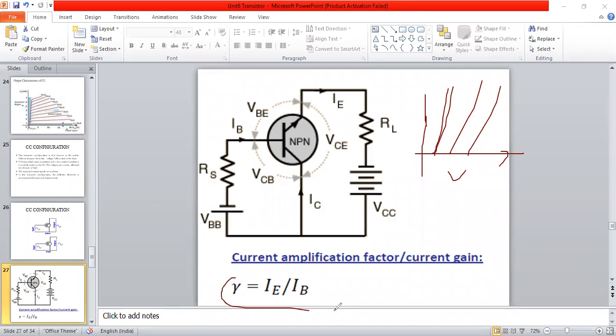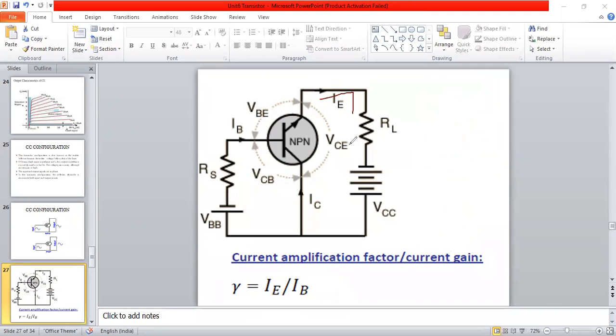So this is the current amplification factor. Alpha is done, beta is done, now we can write gamma. Alpha, beta, gamma. So the output current is measured by the ammeter here. The input current is base current, IB. So gamma is IE by IB. Compared with beta, which was IC divided by IB, now it is IE divided by IB. Nothing else changed, only what was C earlier is now E. Only these two are changed here. According to these two, the current direction is changed. So the ammeter current is flowing like this.